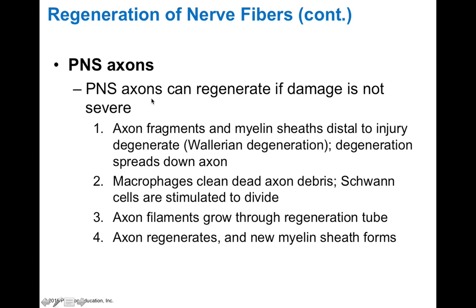In the peripheral nervous system, axons can regenerate better than in the central nervous system, provided the damage isn't severe enough. This occurs in several key steps. After the axons are damaged, the fragments in the myelin sheath degenerate, and this spreads down the axon towards the cell body and away from the cell body. Macrophages clean up the dead axon debris, and Schwann cells are stimulated to divide. The axon filaments grow through this regeneration tube, which is made of the Schwann cells, and as the axon regenerates, a new myelin sheath forms around the new axon.